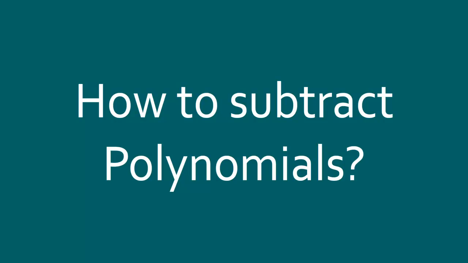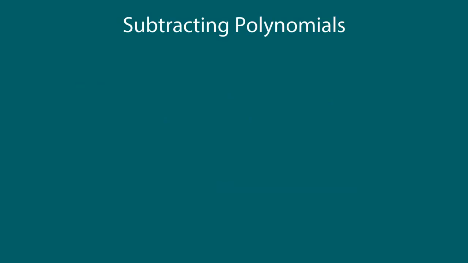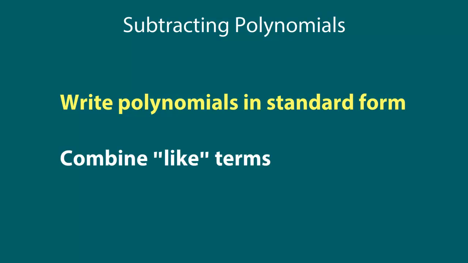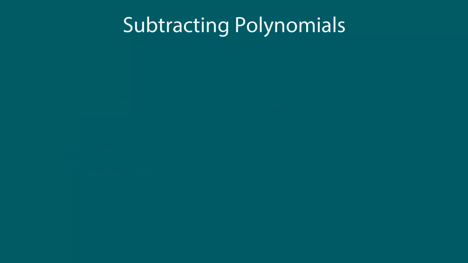How do we subtract polynomials? Let's find out. Now, subtracting polynomials is exactly similar to adding polynomials. We have seen earlier how we add polynomials. So the first step is we write the polynomials in standard form. And the second step is we simply combine the like terms. Let's take a look at a few examples that will help clarify these steps for us.